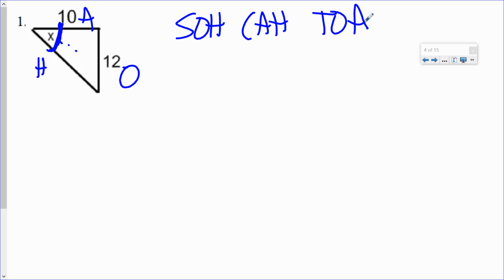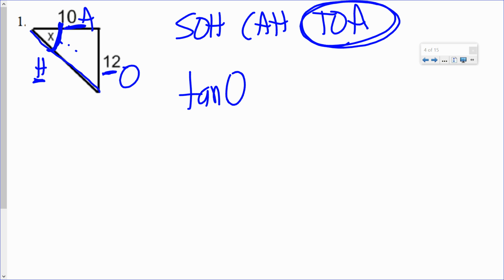Here's step 2. We have to determine which one we're using, sine, cosine, or tangent. So the question is, out of the A, the O, and the H, which two are involved in this question? Well, A is labeled with 10, O is labeled with 12. H is blank. H is not involved in this particular question because the hypotenuse doesn't have a measurement. So since O and A are involved, I choose the trig function that has O and A, which is tan. So I write tan theta equals opposite over adjacent.